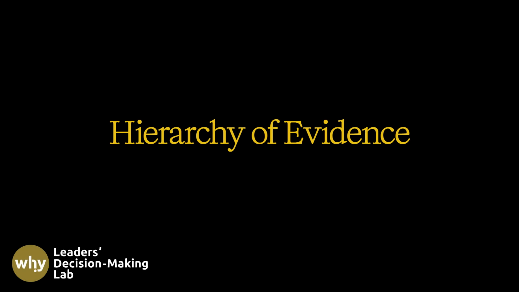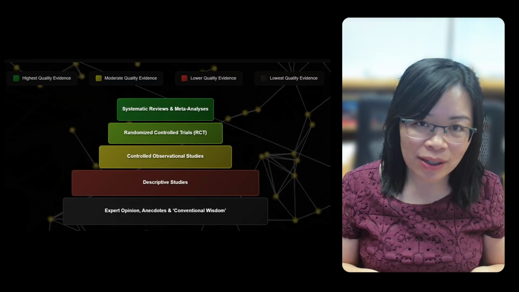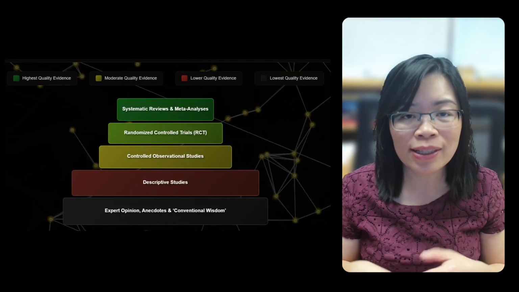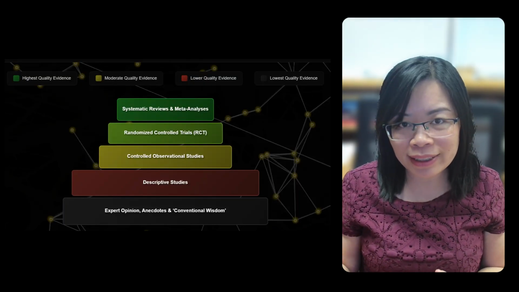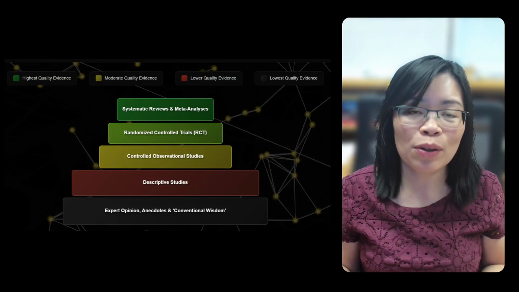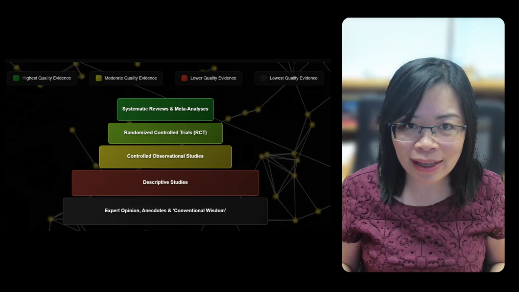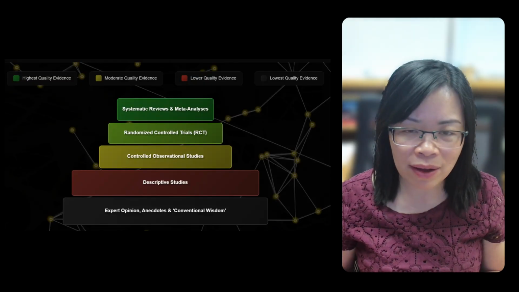In this video, I'll discuss what is the hierarchy of evidence, how to make evidence-informed decisions. I'll explain the evidence hierarchy, what it is, why it matters, and how you can use it to help you make decisions. Many of you are seasoned leadership practitioners entering the research arena and may be thinking, I know my context inside out. Why should I bother with an abstract hierarchy of evidence?